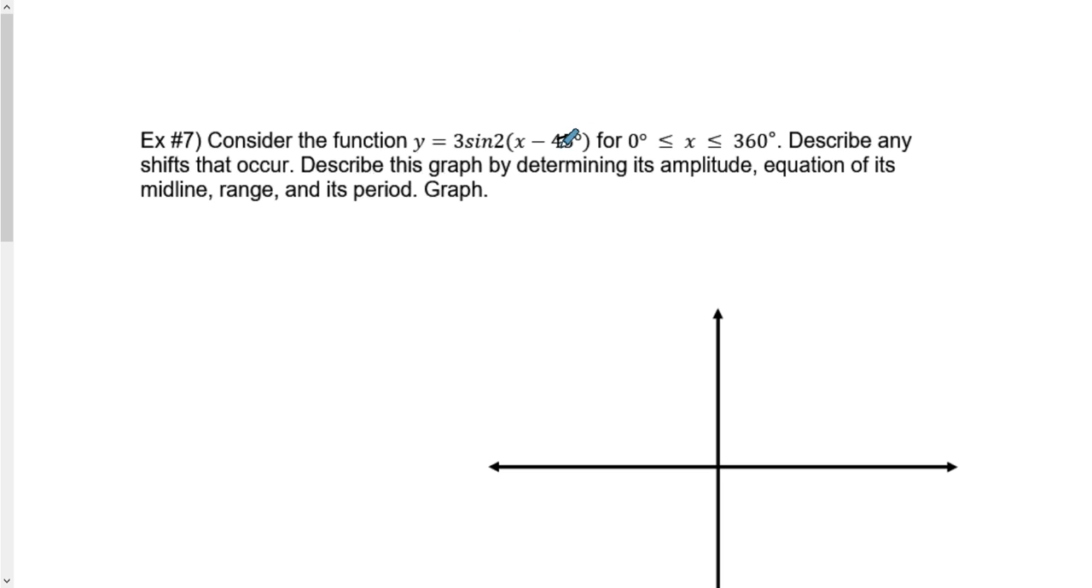Actually, I'm going to change this. I don't like 45. I want pi over 4. Again, I'll check this out. Graph for 2 periods. All right.